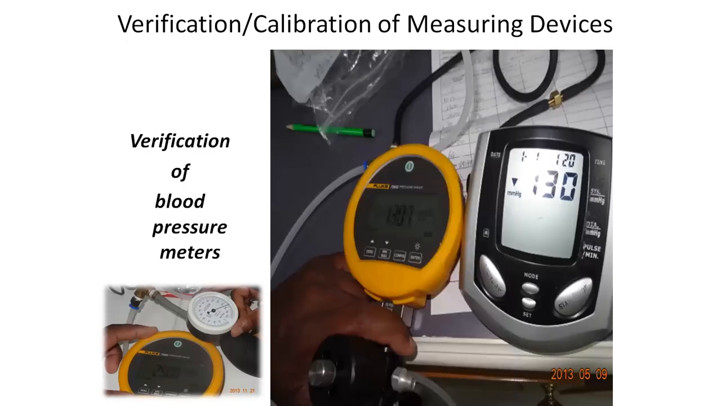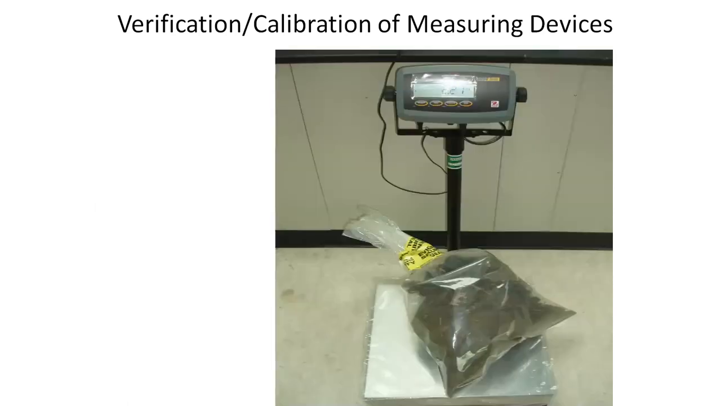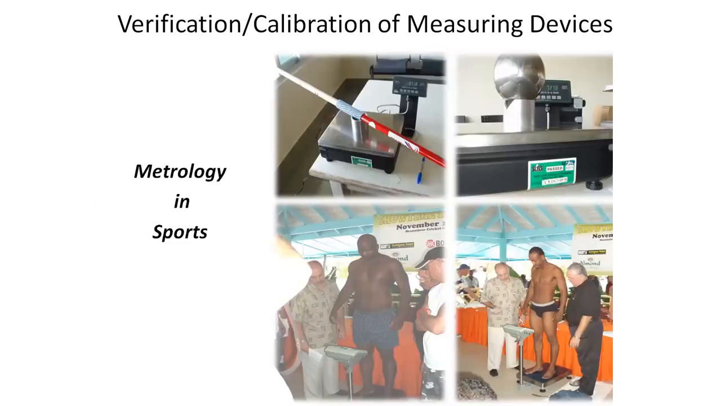We also do the verification of blood pressure meters. That program has been ongoing for a while. Also, another application of metrology is in sports. We were involved in verifying the scales used to weigh the javelin and the shot puts, and also at Showtime in Paradise some years ago, a boxing tournament, we had to verify the scales used to weigh the athletes, because you know the athletes are classified.